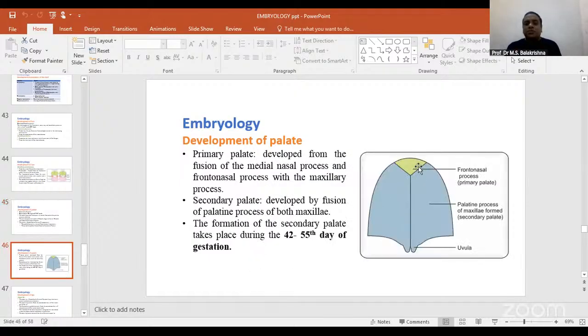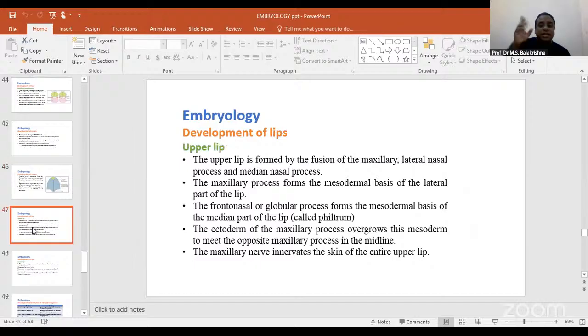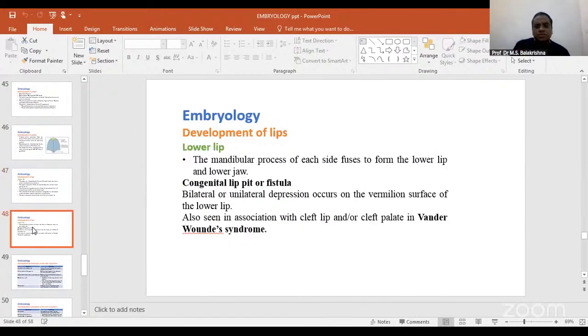The palatine process and the frontonasal process. So the formation of the secondary palate takes place between 42 to 55 days of gestation. So this you should know the timing. The timeline is very important. Upper lip, the four processes meet. Lower lip, the mandibular process.